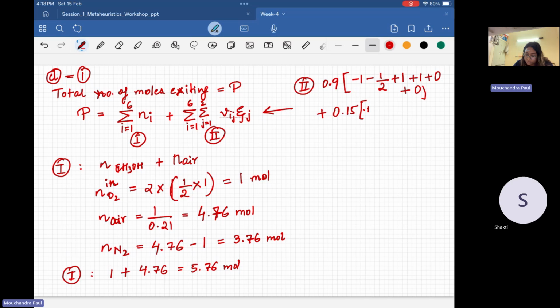Minus 1. Minus 1. Minus half. Plus 1. Plus 1. And for methanol, it will be 0. And for nitrogen, it will be 0. So if you quickly solve it, means do the arithmetic, what will you get?